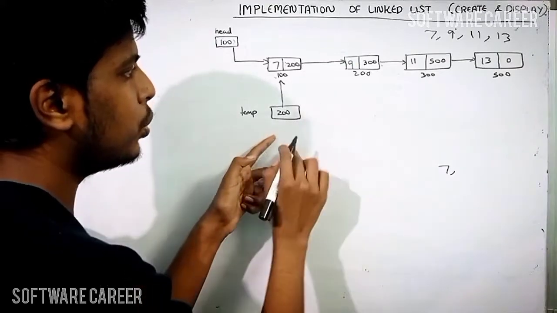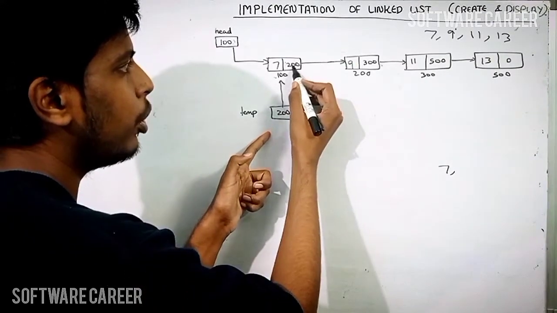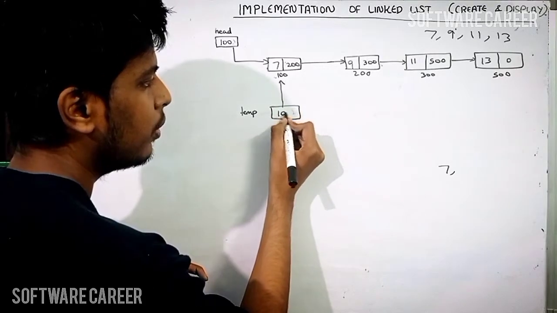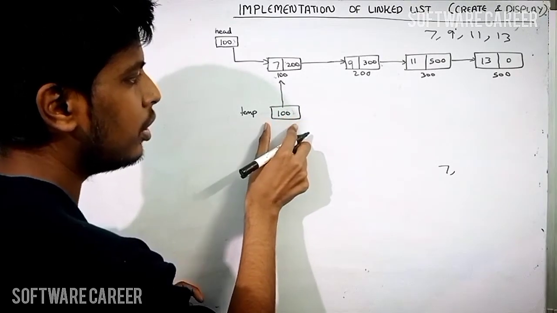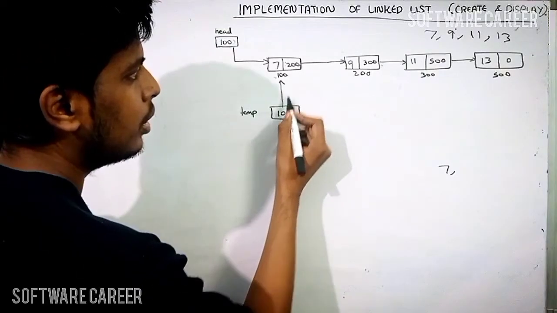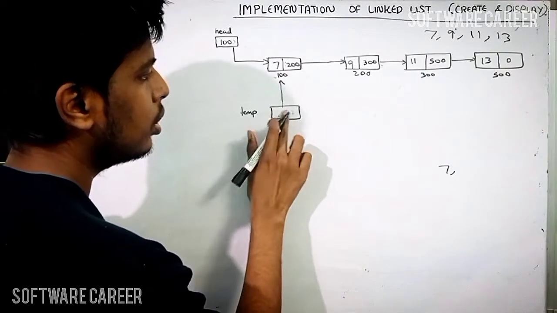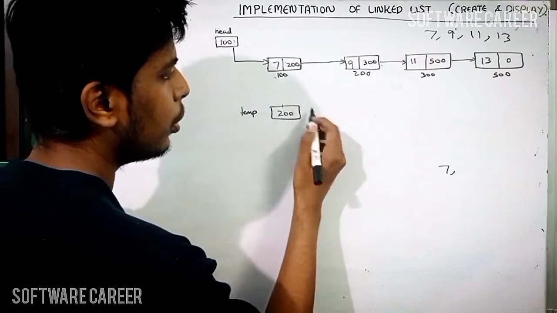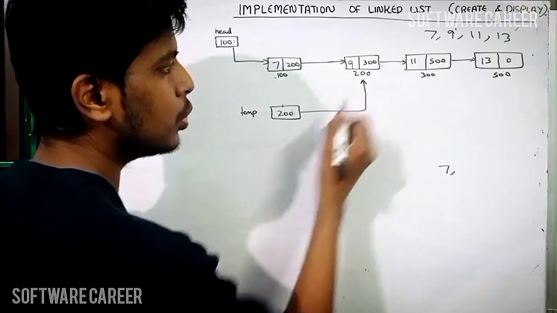How to write here 200? See, the pointer part of this node is 200. So this was 100 right before. You should update this temp pointer as temp equals temp next. That means temp is 100, and 100's next is 200, so I am updating it to 200. So this pointer points to the node having address 200.